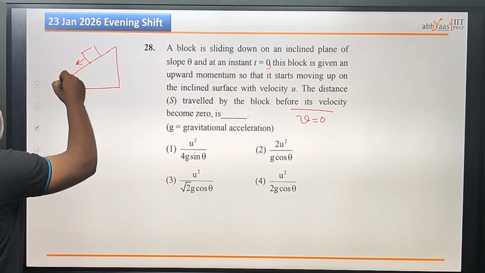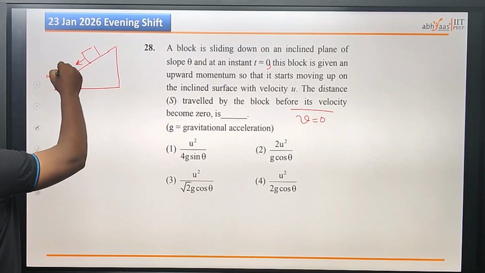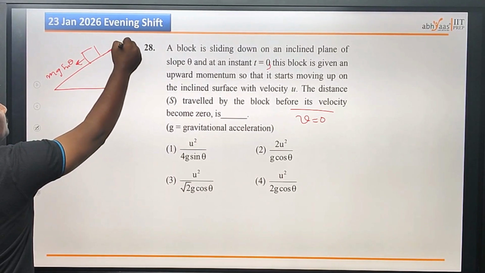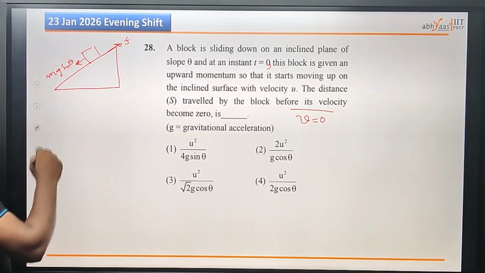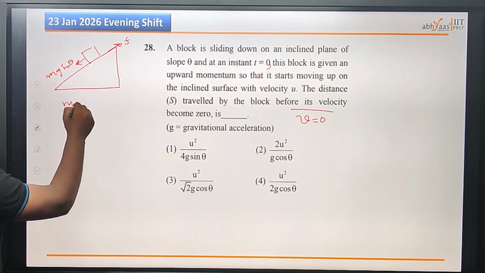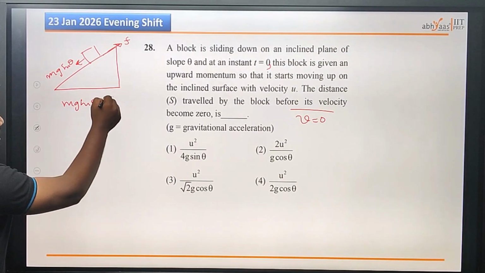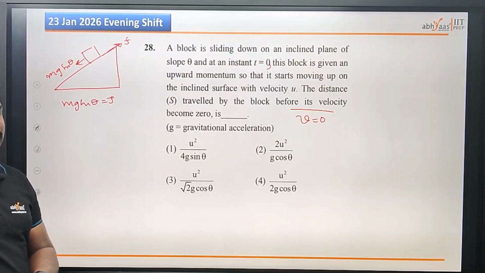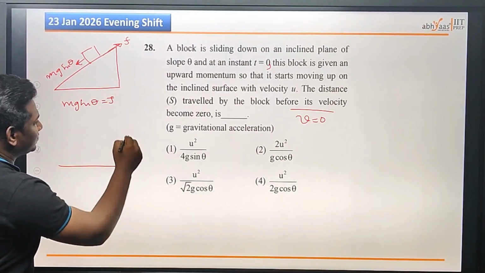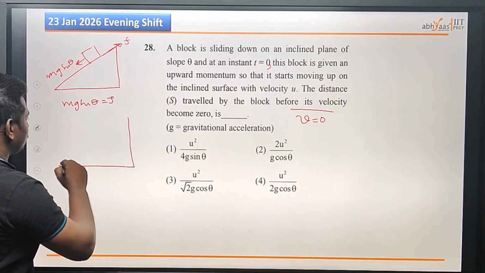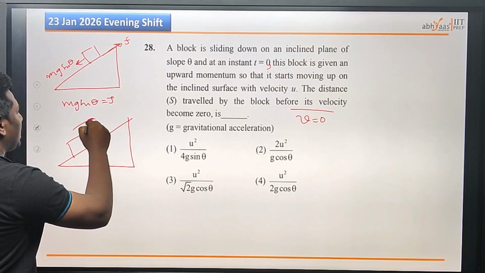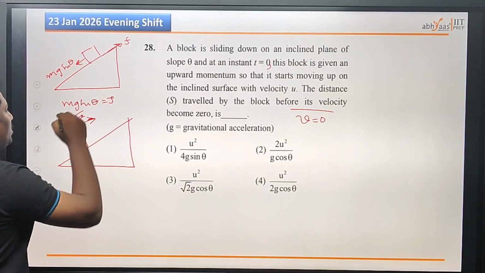We know this force mg sine theta, and one more force is there, that is a frictional force. So from this, at equilibrium position, mg sine theta can be written as F. This is one case. What is the second case? If the same block is sliding up, acceleration is in the upward direction.